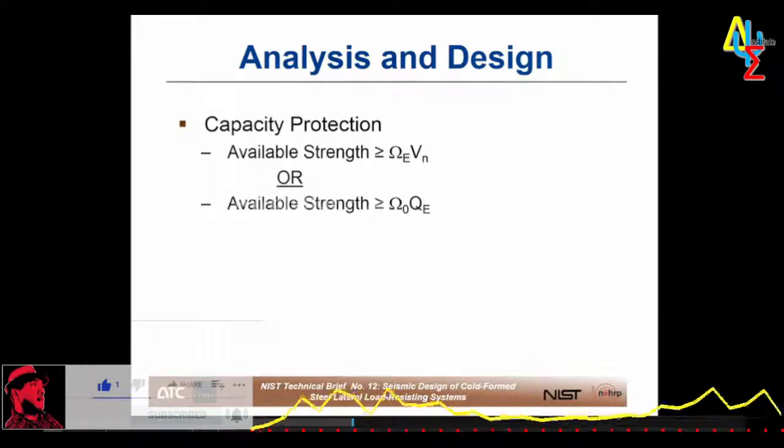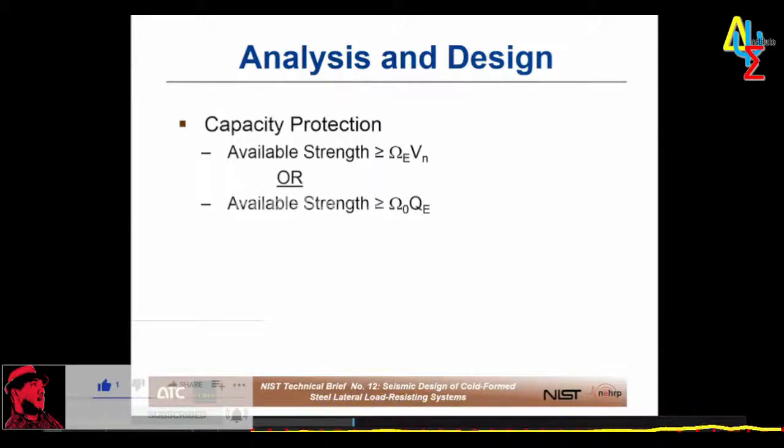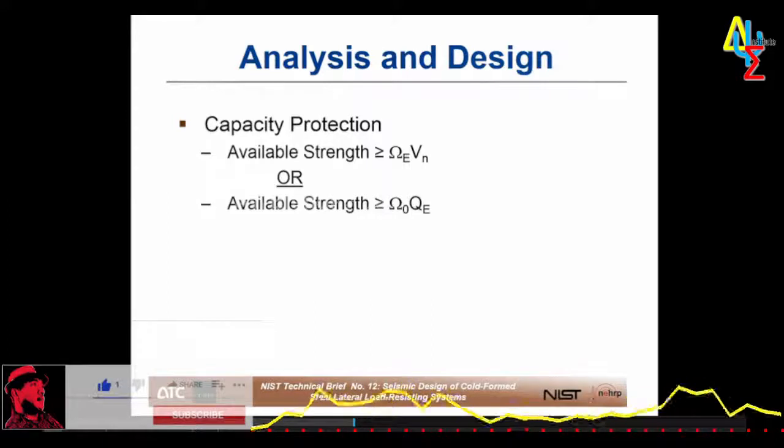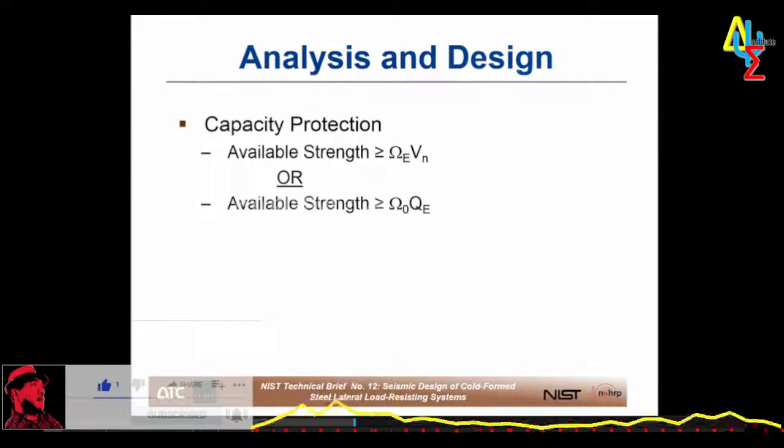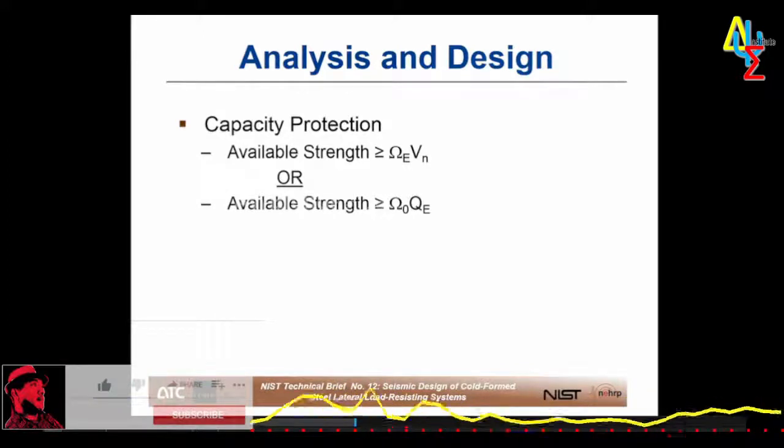So capacity protected elements have to be designed for the lesser of the expected strength of the seismic force resisting system, or the code prescribed seismic forces, including overstrength. This is one of those unusual situations in the building code where you get to calculate two force levels and take the lower of the two.